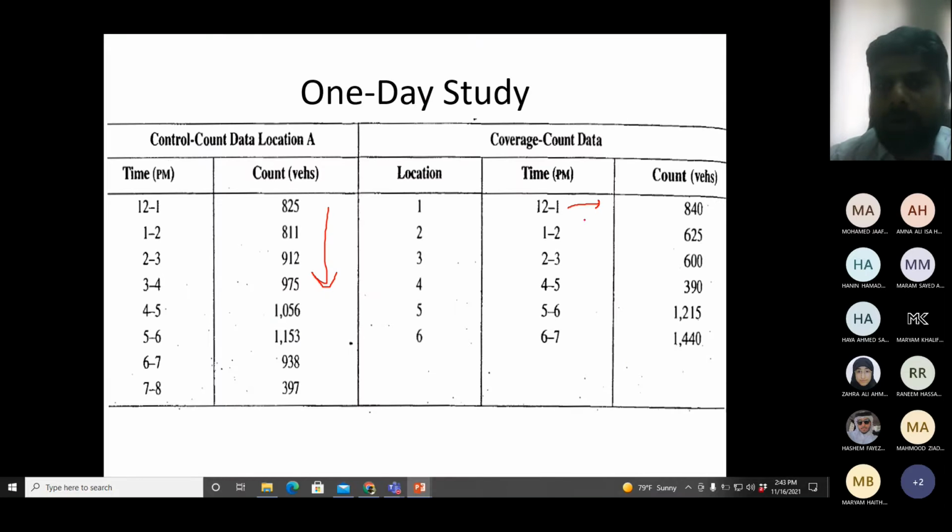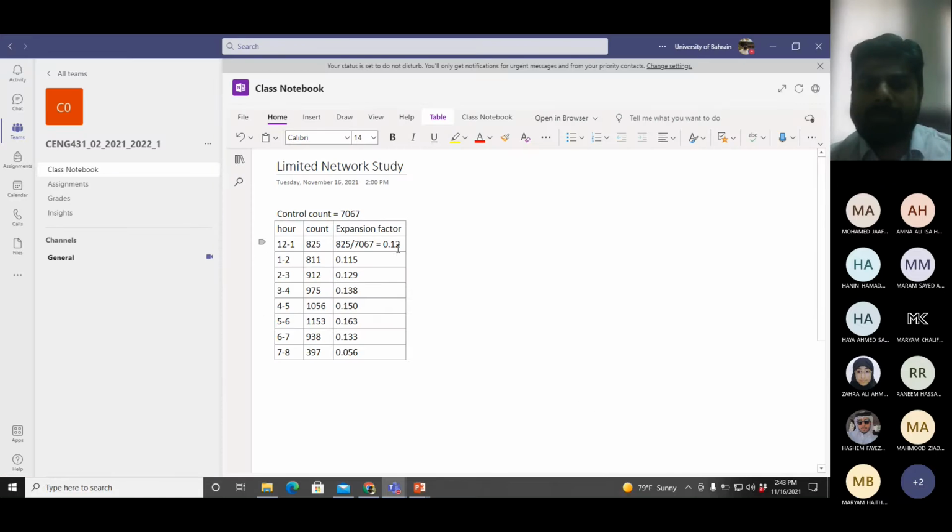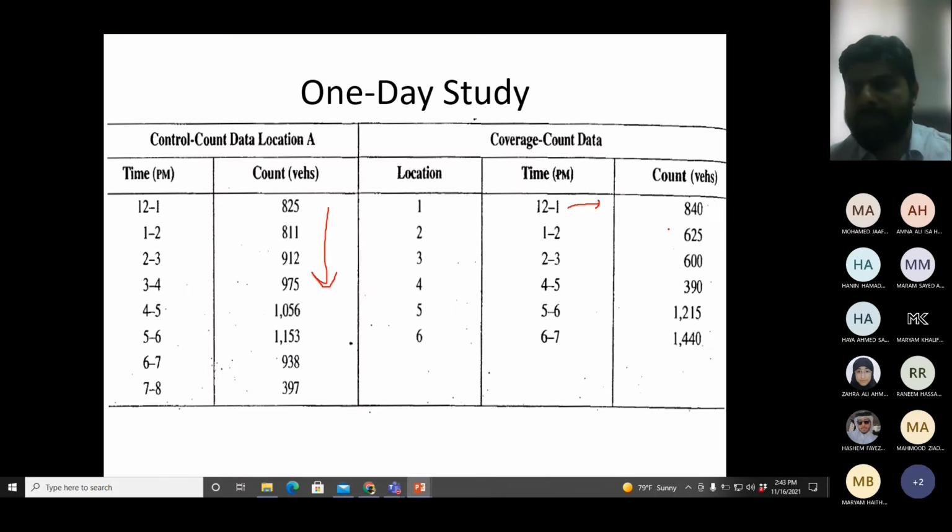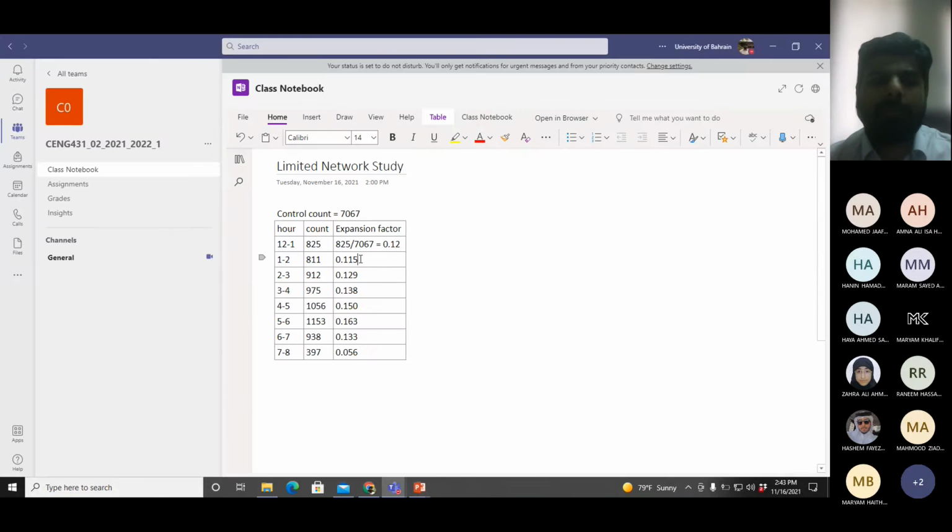For example, on location 1, between 12 to 1, we have 840 vehicles. Between 12 to 1, 12% of the traffic of the 8 hours comes. So this 840 is 12% of the total 8 hours on this location. Similarly, on location 2, the data is from 1 to 2. So this 1 to 2 value is how much of the total? 11.5%. This is how we will calculate the 8-hour count for the other locations.